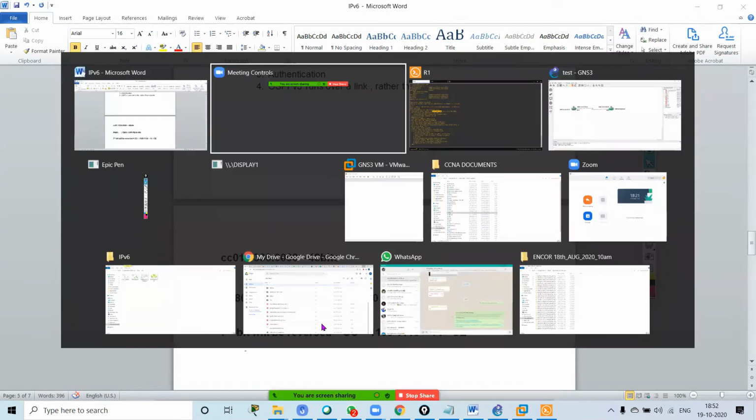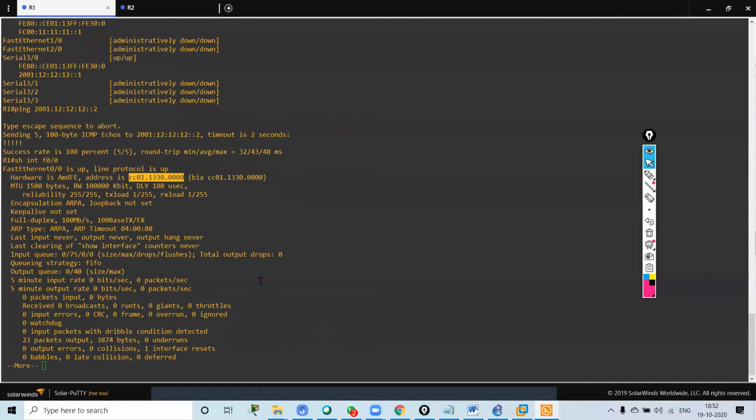If you want to see, you can see over here. See the link local address: FE80 is the first 64 bits and this is the last 64 bits. We have added FFFE. Understood?